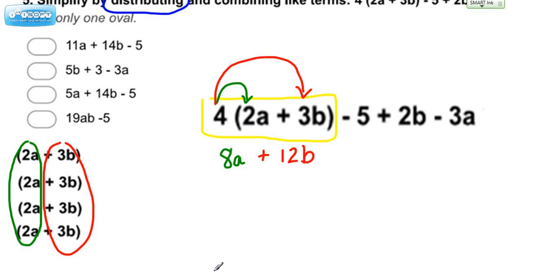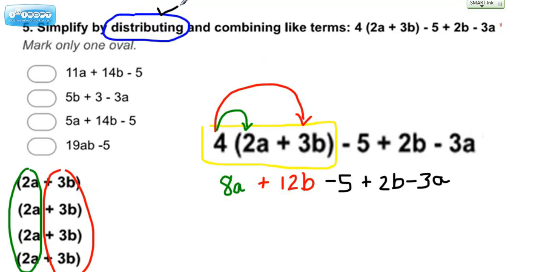And then let's copy the other stuff that's left. So we still have this minus 5. We still have the plus 2 bananas. And we're still taking away 3 apples. All right, so part 1 is done.